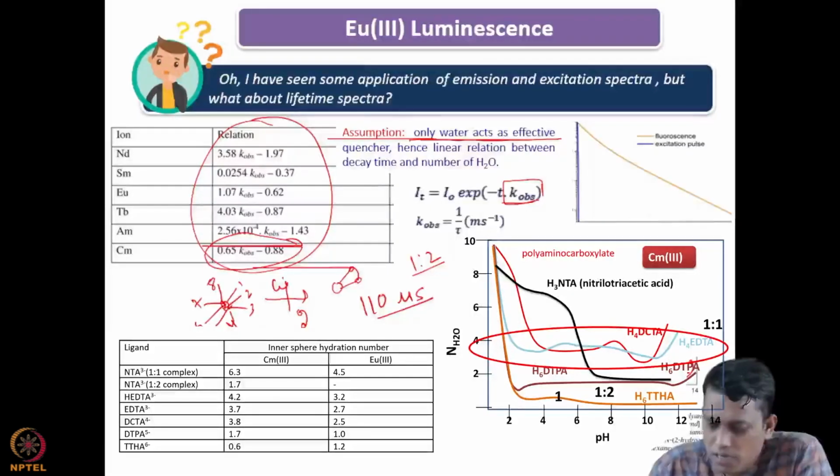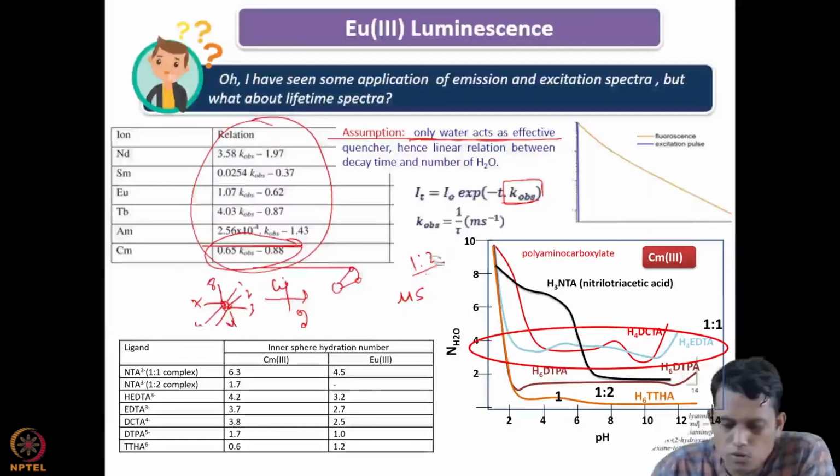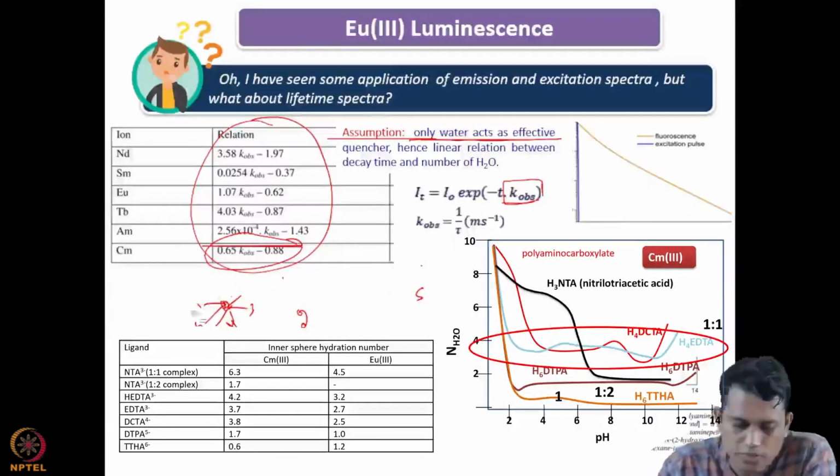This is for NTMide again. You can see the two plateaus. At a certain pH, you have 1:1. If you increase the pH, you get 1:2. So just by recording the lifetime at different pH, you can get some information about the number of water molecules in the primary hydration sphere, and you can also tell whether it is a 1:1 complex or a 1:2 complex.